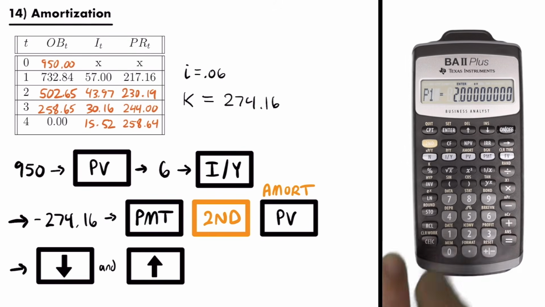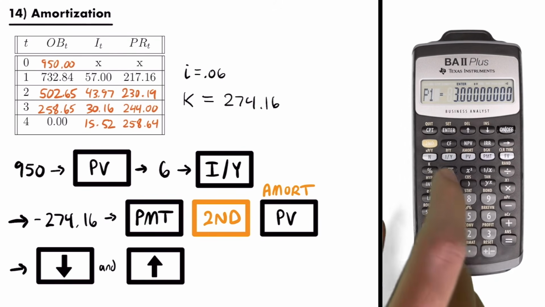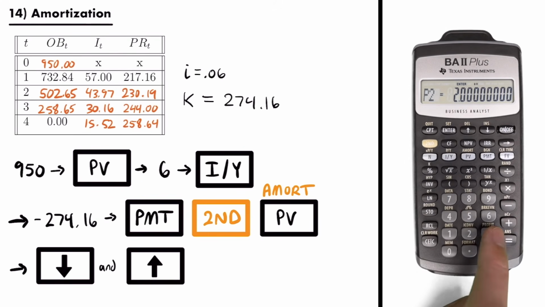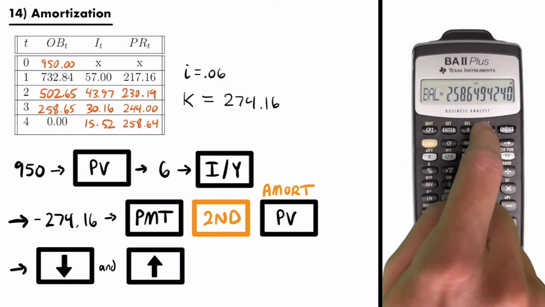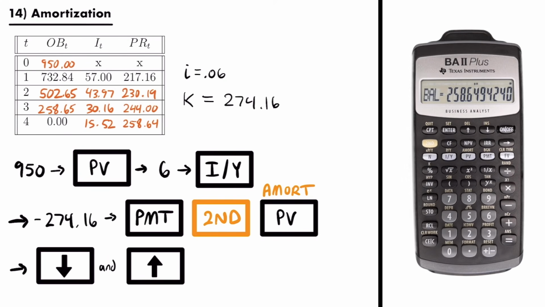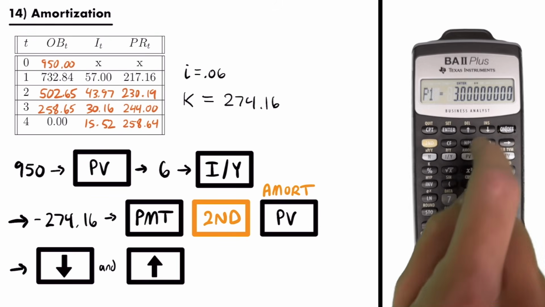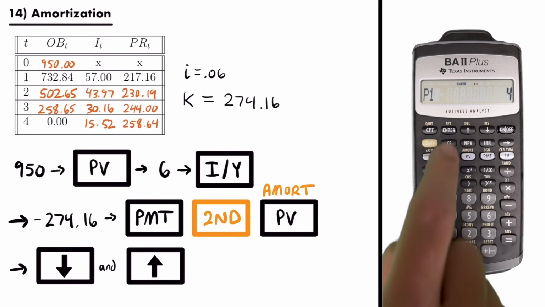I'll hit the down arrow again, and now we'll set P1 equal to 3. And we'll do the same thing for P2. I'll hit 3, enter, and now we'll get the same values for year 3. The balance is $258.65. Then we'll go down to the principal, which is $244, and the interest, which is $30.16.